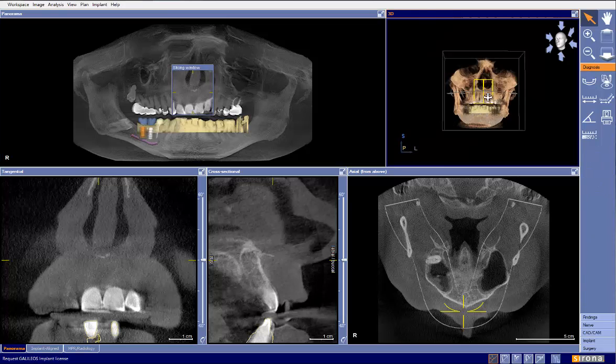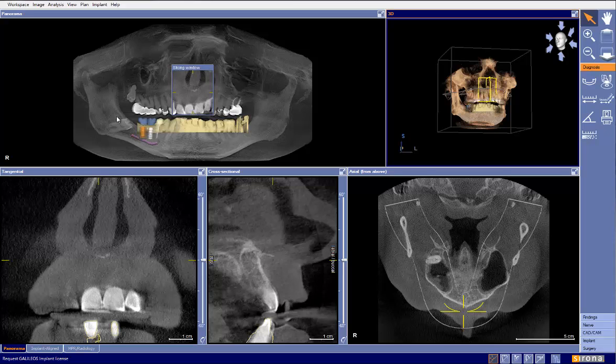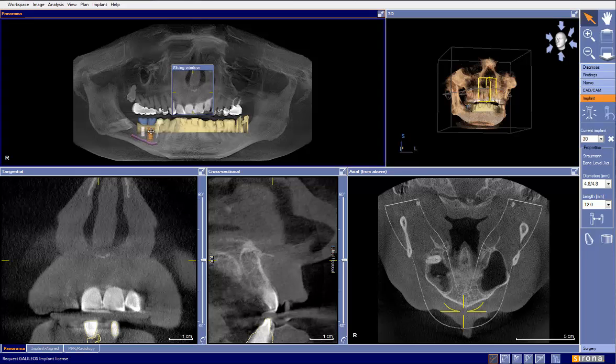Okay, we've been sent a case here to evaluate site number 30 and 31. So let's take a closer look. Let's go ahead and start. In this case, I like to always start towards the mesial and move backwards. So let's go ahead and start with number 30. Go ahead and select it.